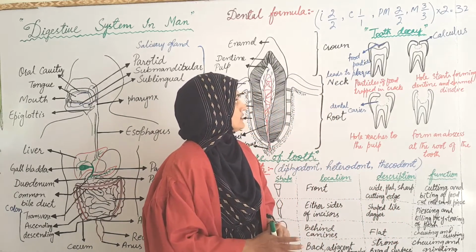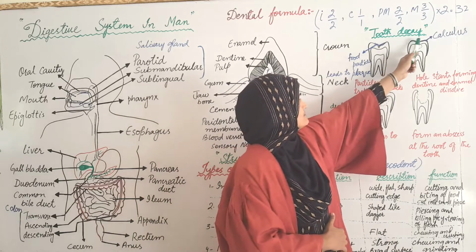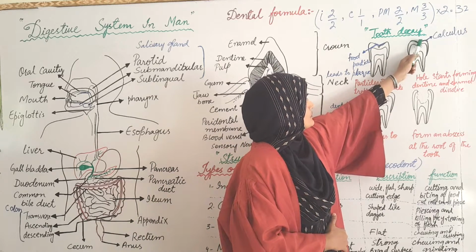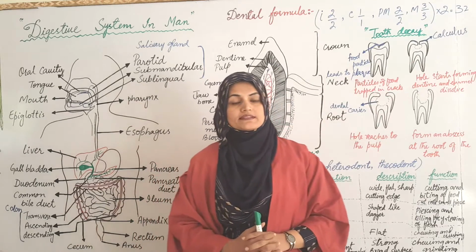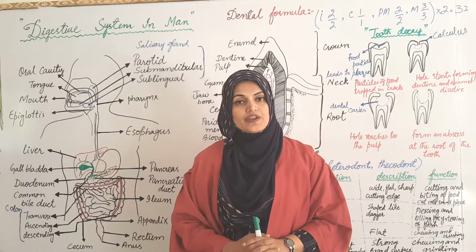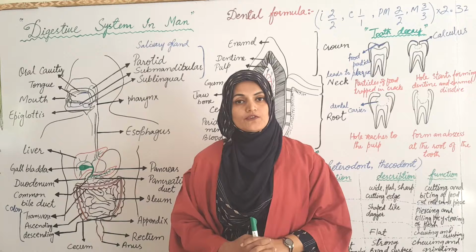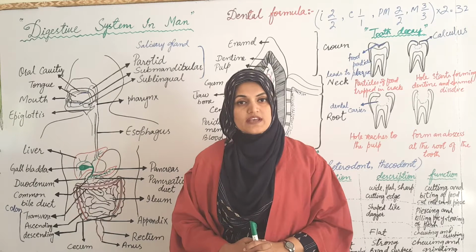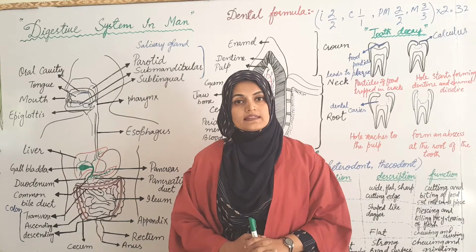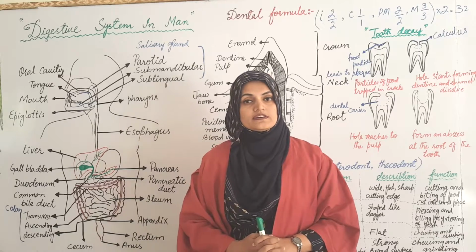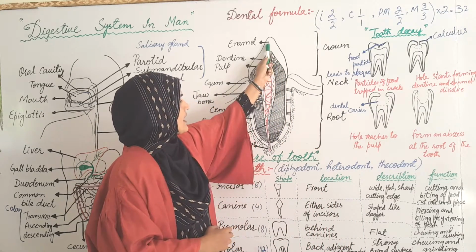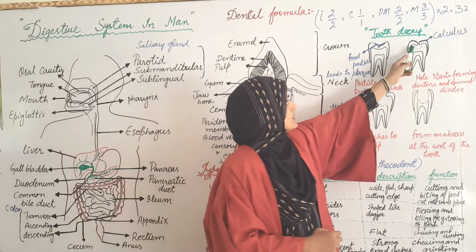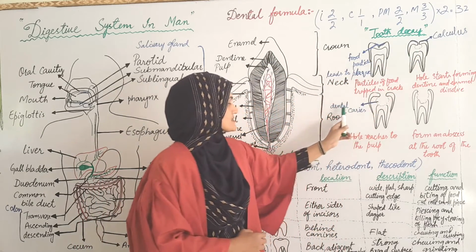When calculus starts to form on the teeth, as a result bacteria feed on the sugary material of the food and produce acid. This acid starts to destroy the enamel layer of the teeth and forms a cavity that is termed dental caries.